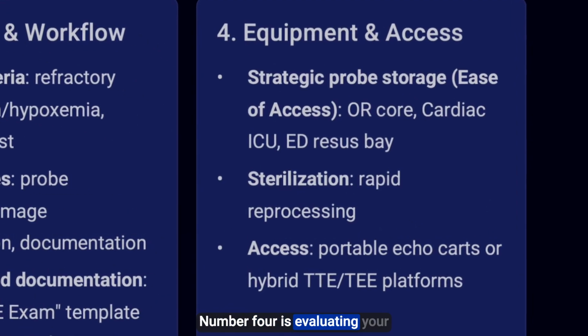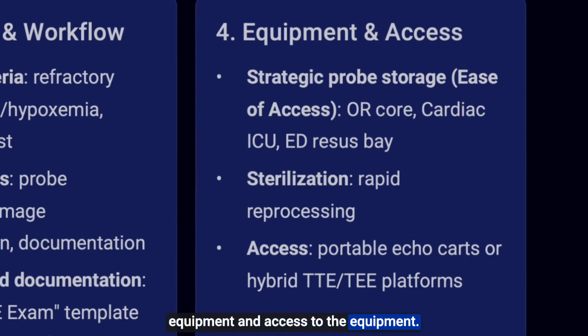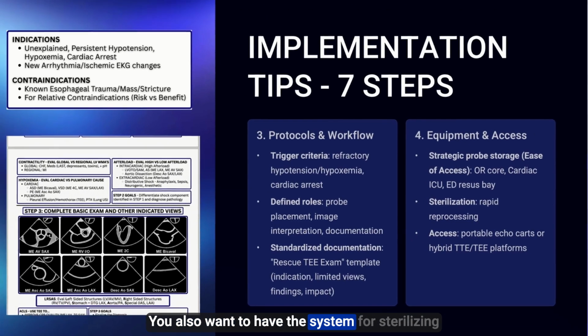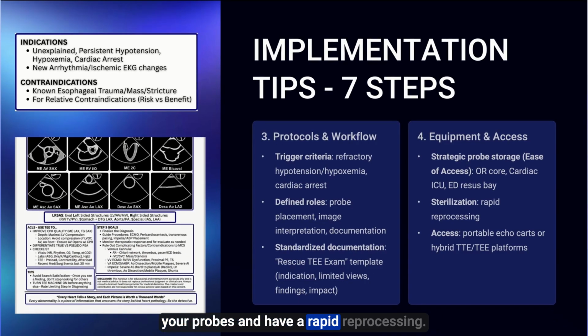Number 4 is evaluating your equipment and access to the equipment. You're going for speed here when it comes to rescue TEE, so you want to think hard about where you actually store the TEE machine and the probes. In the operating room core, in the cardiac ICU, in emergency department resus bays, wherever it is, you want them to be quickly available to some of the highest risk patients. You also want to have a system for sterilizing your probes and have a rapid reprocessing.